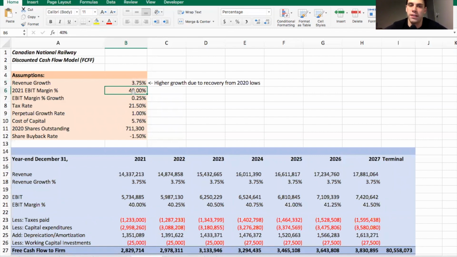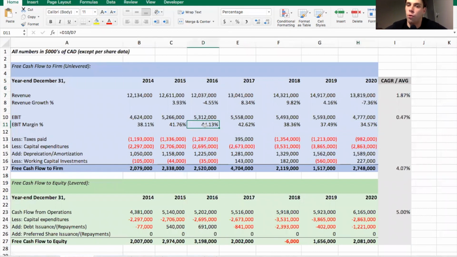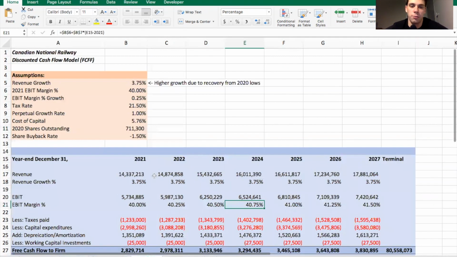And I also think that it makes sense to assume that over time, it will recover because as we could see historically, it was even as high as 44% in some years. It did fluctuate a lot. So this model obviously isn't going to be perfect, but over the long term, we can expect, just based on what we know historically, it will probably be around this range. So I have it growing at 0.25% per year. So 40% in 2021, and then each year it goes up 0.25% until it's about 41.5% in the year 2027.